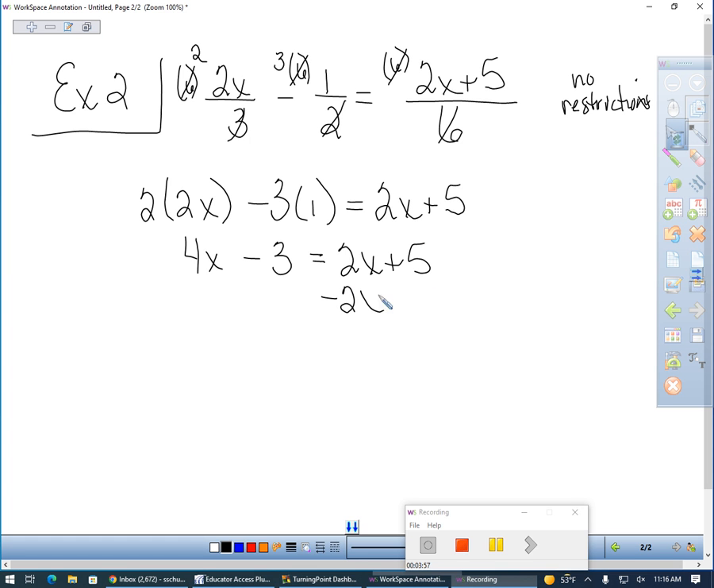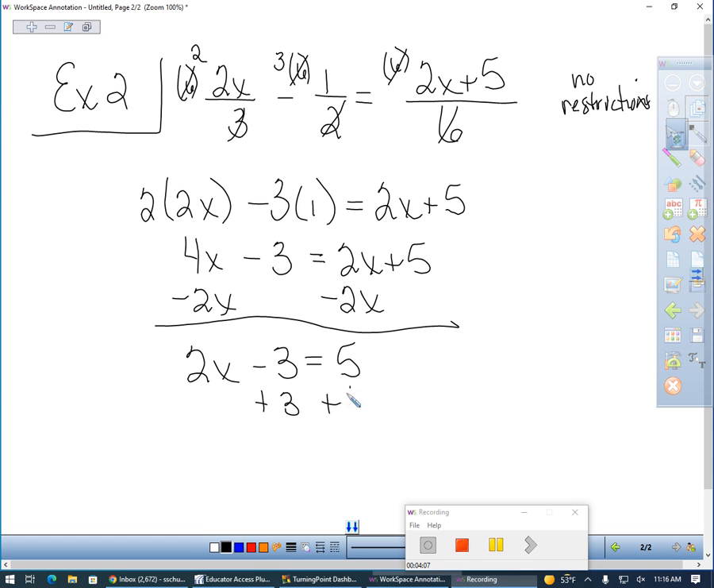Subtracting 2x to the left, I have 2x minus 3 equals 5. Adding 3 to the right, we have 2x equals 8, and then dividing both sides by 2, we get x equals 4. And again, since there's no restrictions, there is no extraneous solution I need to get rid of.